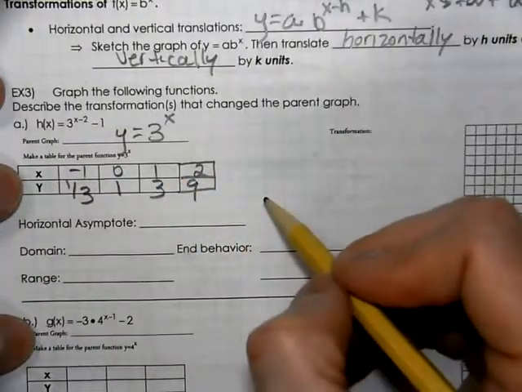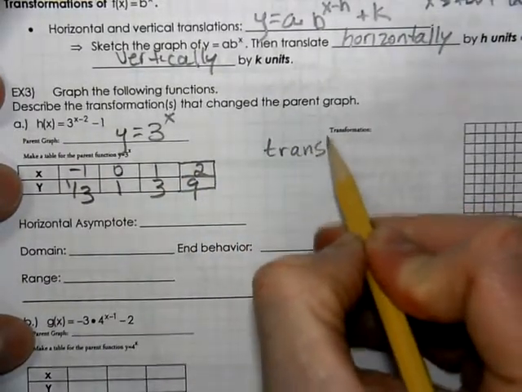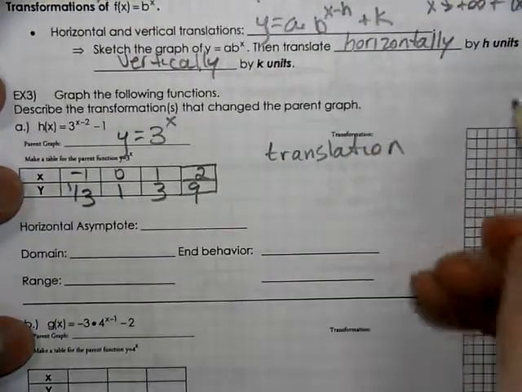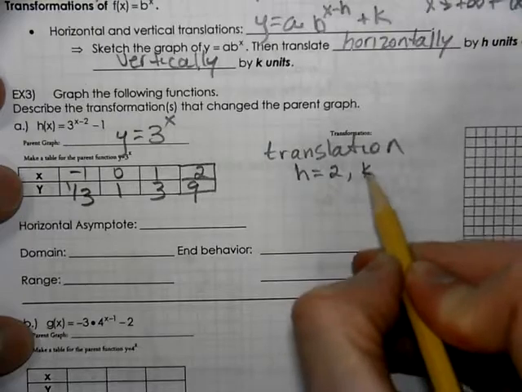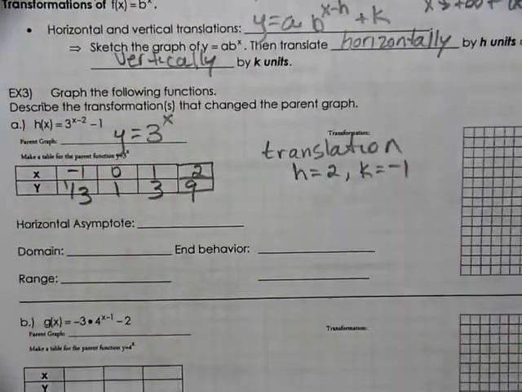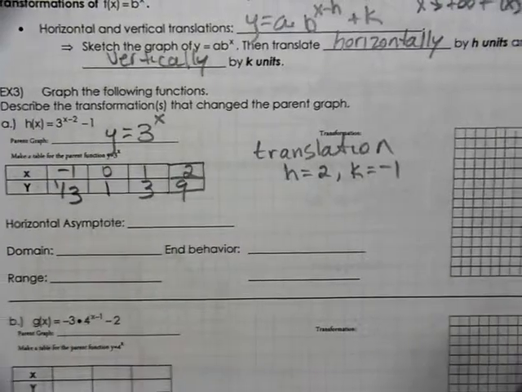The transformation that's happening to this is a translation, where the h value is 2 and the k value is -1. So that's 2 units to the right and that's 1 unit down.